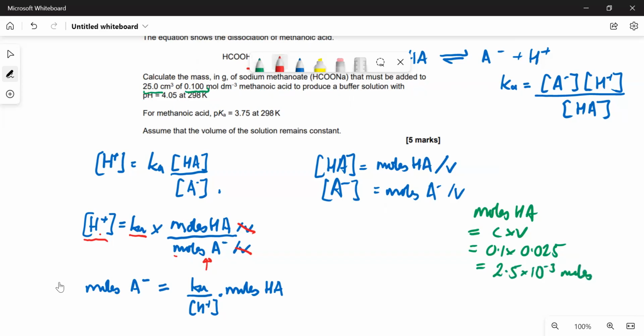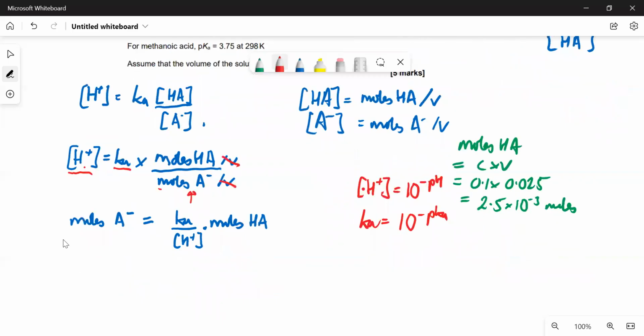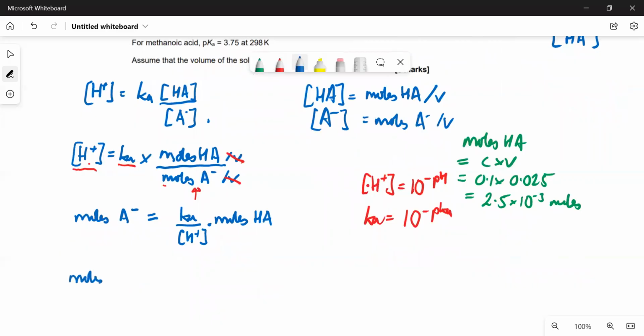Now let's do the H plus concentration. That's equal to 10 to the power of minus pH. And let's work out the Ka, which is equal to 10 to the power of minus pKa. They give us the pKa value. So let's put those numbers into the equation for moles A minus. Ka is 10 to the power of minus 3.75, divided by the H plus concentration, which is 10 to the power of minus pH. The pH of the buffer, they tell us, is 4.05.